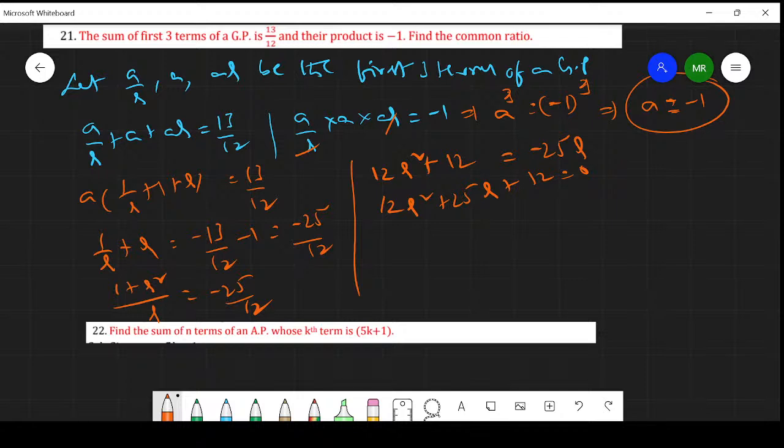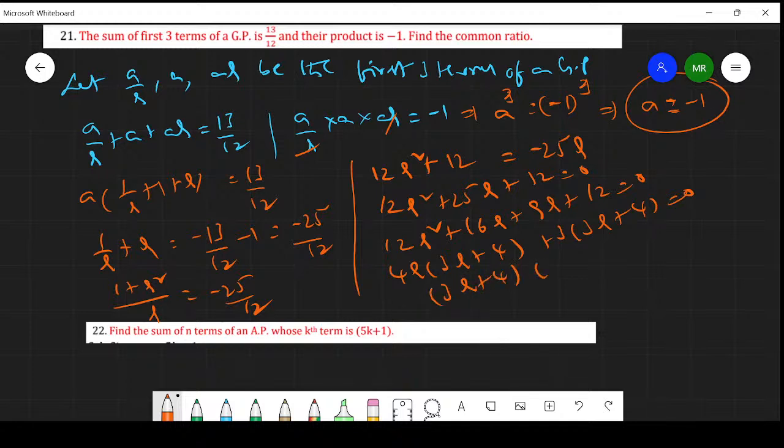I should simplify this. 12 into 12 is 144, so 12R square plus 16R plus 9R plus 12 equal to 0. Take now 4R common, and here I can take 3 common. This is (3R plus 4) into (4R plus 3) equal to 0. Then R equal to minus 4 by 3 or minus 3 by 4.